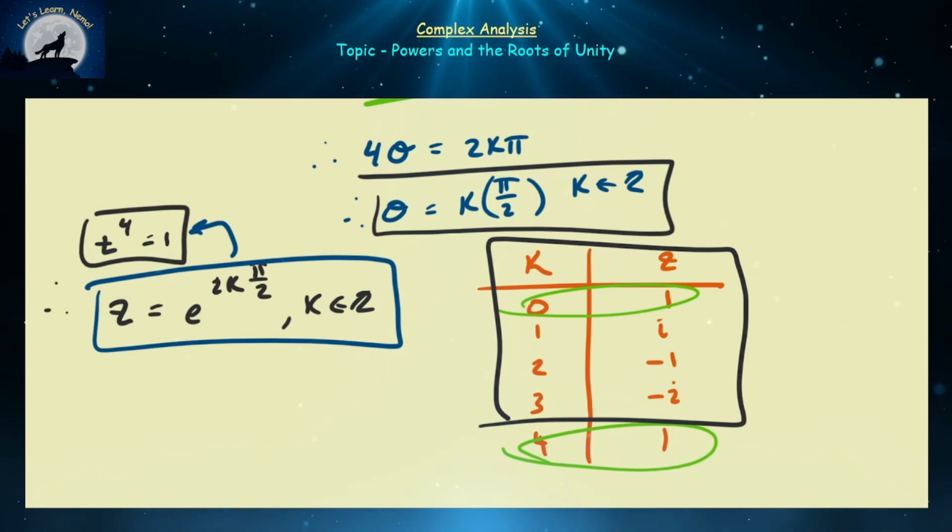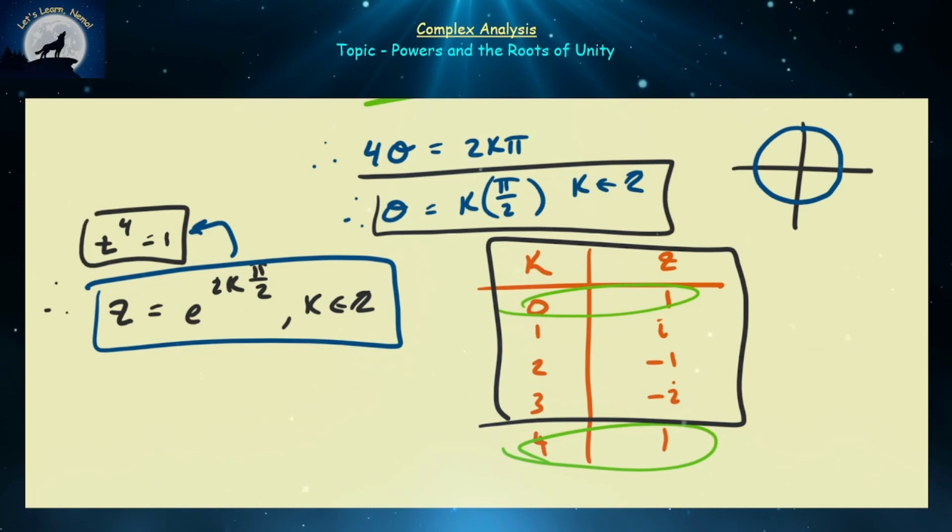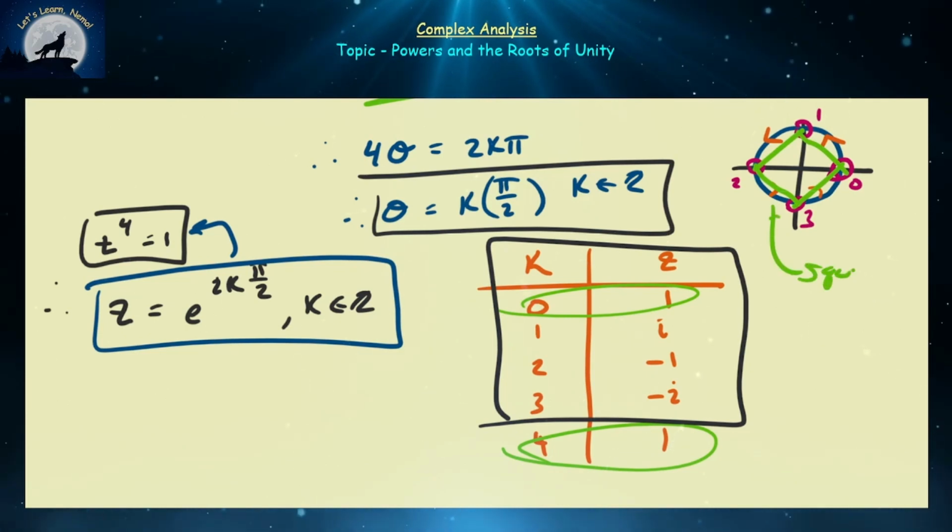If you look at this graphically, here's our unit circle. There's our k equal to 0, there's k equal to 1, k equal to 2, and k equal to 3, and then it's just going to be rotating and hitting those 4 points over and over again. So those are going to be our solutions. And what's actually pretty beautiful about this is that if you connect these points with a line, you actually get a square, which is very interesting.